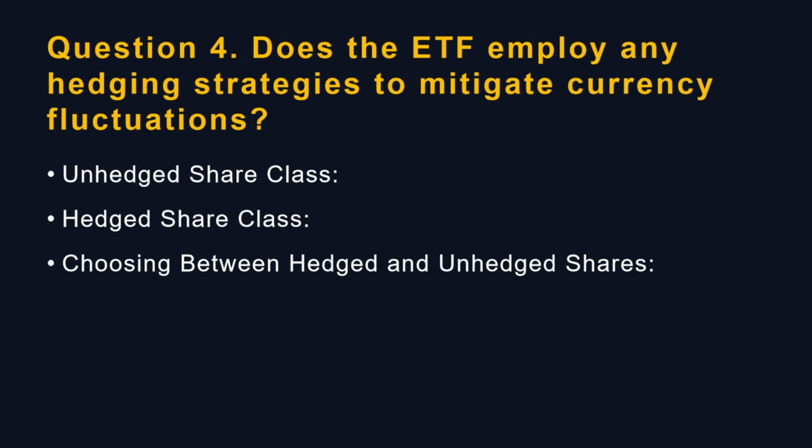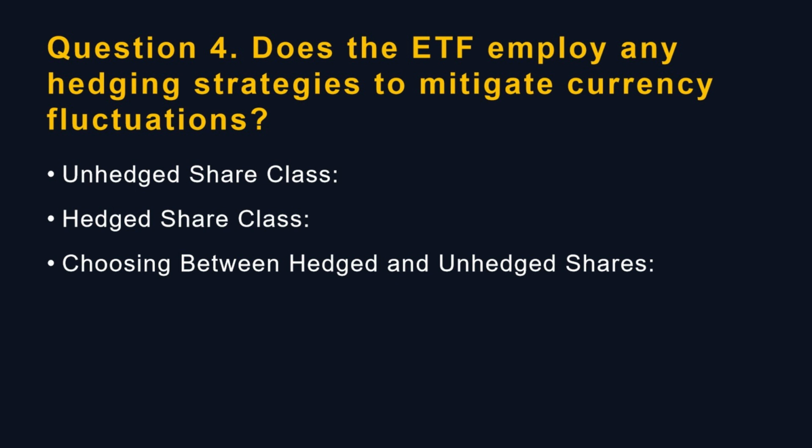Question 4. Does the ETF employ any hedging strategies to mitigate currency fluctuations? The iShares Core Global Aggregate Bond UCITS ETF offers two main share class options to address currency fluctuations, hedged and unhedged. Understanding the hedging strategy employed in each version is crucial for making informed investment decisions.